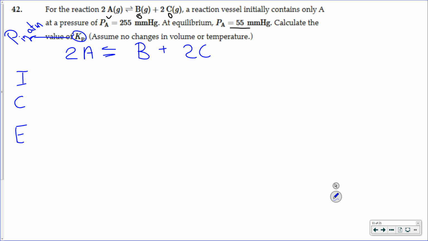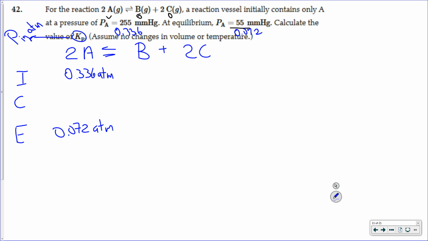So 255 divided by 760 is 0.336, and 55 divided by 760 is 0.072. Okay, so I know initially the pressure of A is 0.336 atmospheres, and I know at equilibrium it ends up at this number, 0.072 atmospheres.